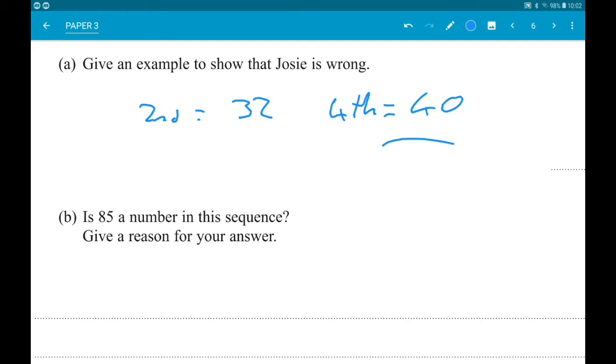Another way of looking at it is we're starting off with an even number. We are adding even numbers every time, so there are going to be no odd numbers in the sequence. 85 is odd, so 85 is not in there.